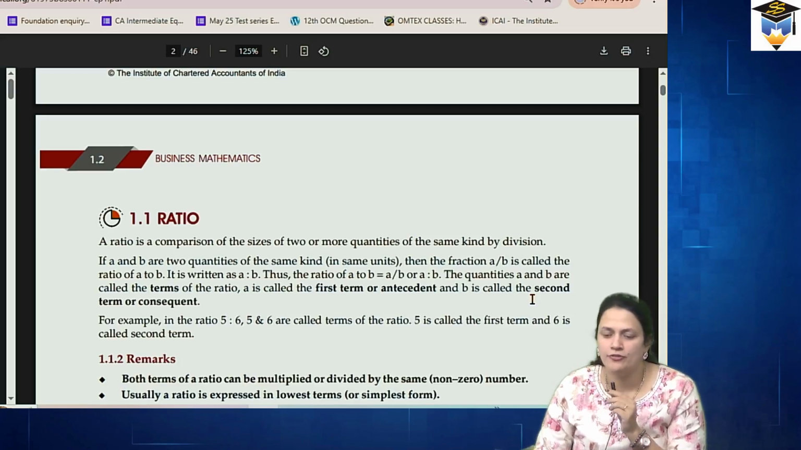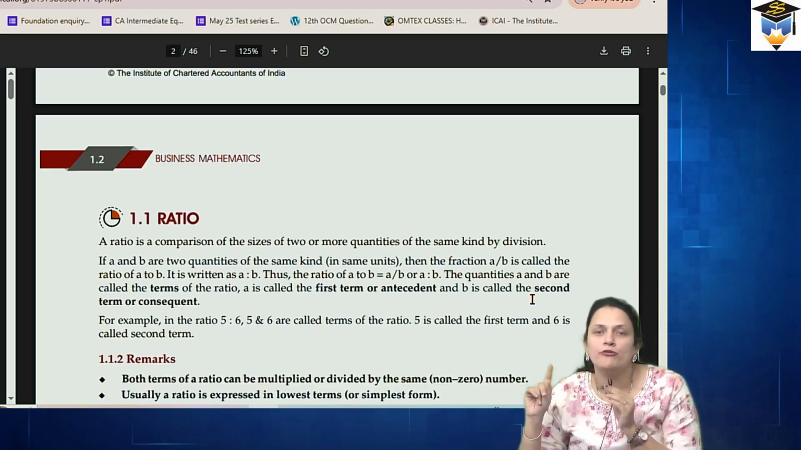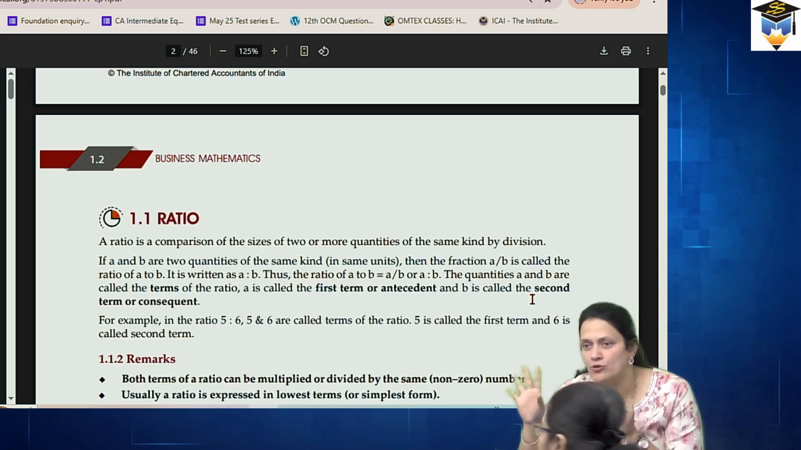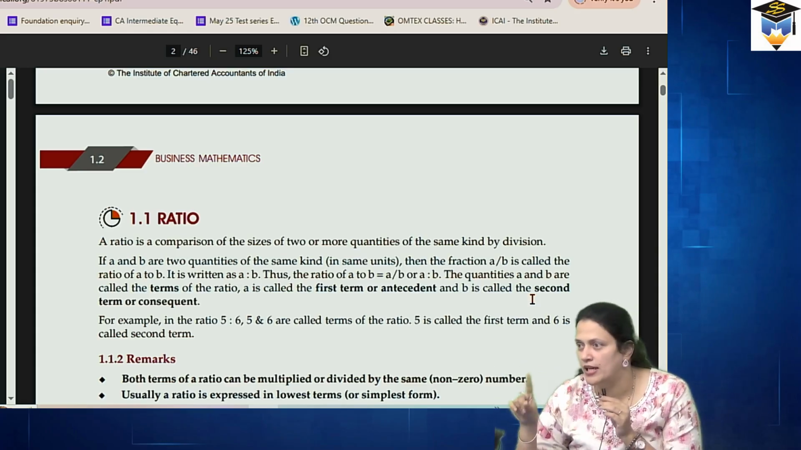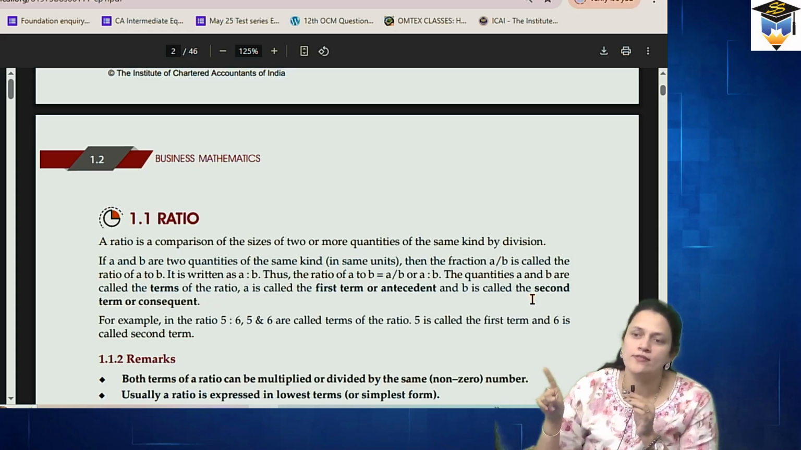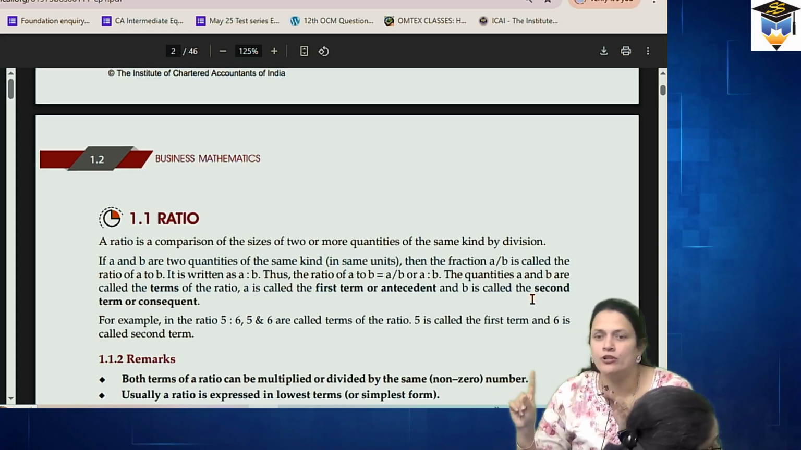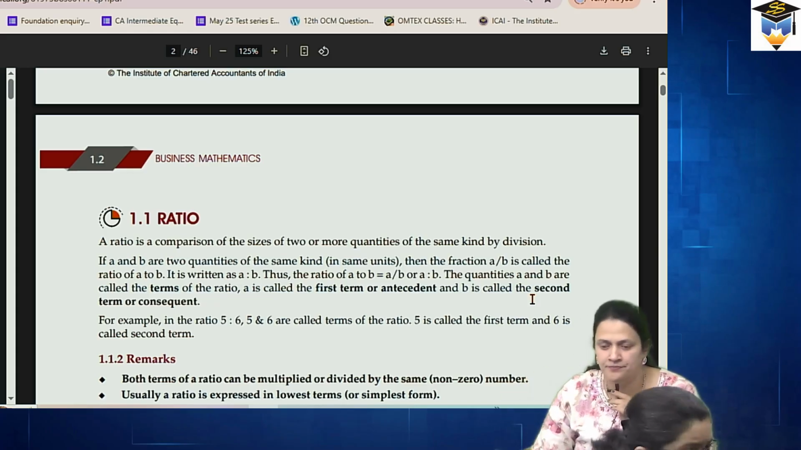So let us start with today's new chapter. Before we start today's chapter, please let me know if anybody has any doubts on equations. Kimaya, Bhavna, any doubts? Okay. If you have any doubts at any point, I've already told you, you can ask me on WhatsApp.